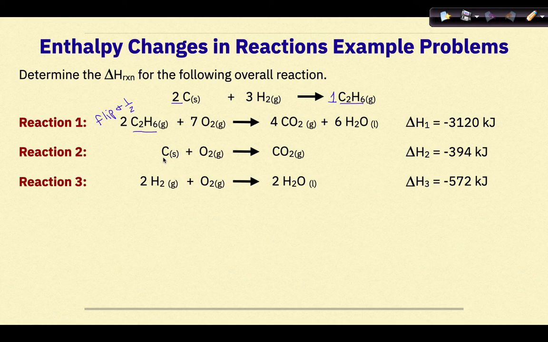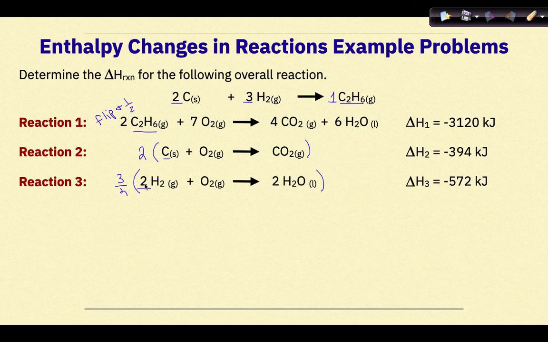Here, the carbon is on the correct side, but this whole reaction needs to be multiplied by 2. Reaction 3 is an interesting situation. The hydrogen is on the correct side with the overall reaction. But in the overall reaction, I have 3 moles of hydrogen being consumed, and in reaction 3, I only have 2 moles of hydrogen being consumed. In order to get these equal to each other, I am going to need to multiply reaction 3 by 3 halves. If I do that, then I will end up with my coefficient of 3.